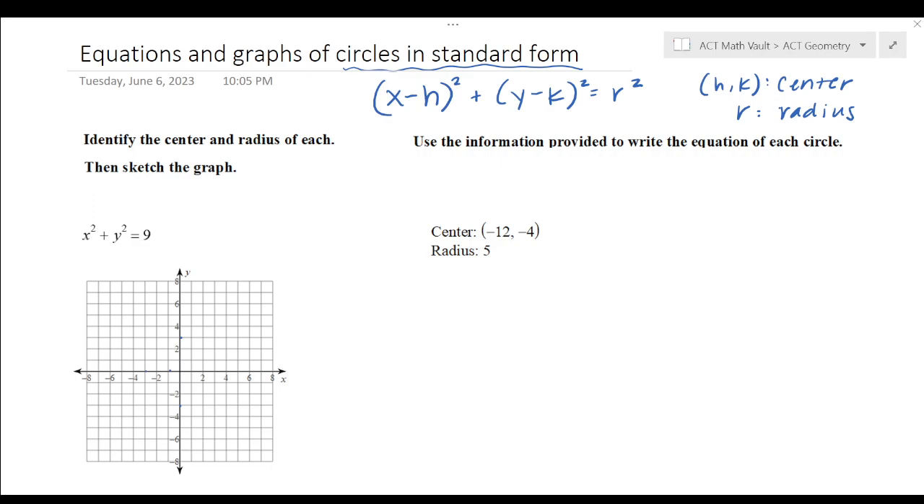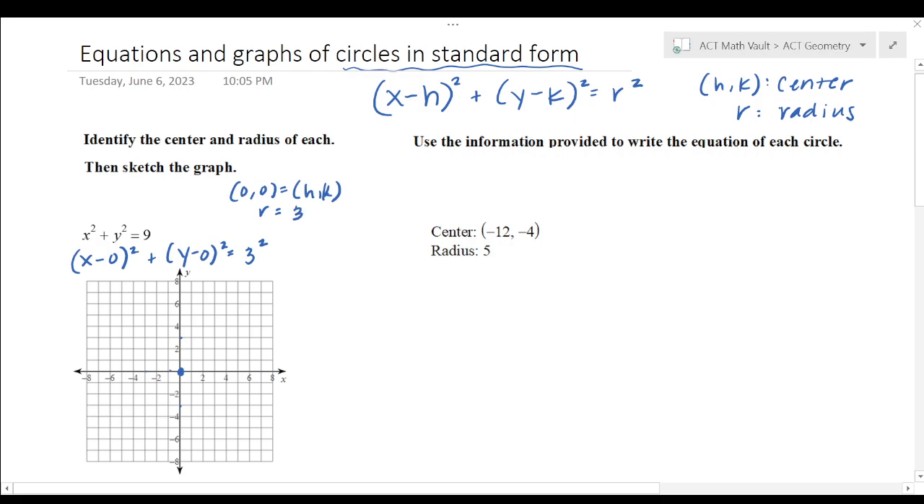So the first problem is x squared plus y squared equals 9. Okay, there is no h, k. So that means the center must be 0, 0. (x minus 0) squared plus (y minus 0) squared equals, and then a lot of people think the radius here would be 9, but see, that's in the form r squared, so this would be equals 3 squared. So the radius must be 3. Center, 0, 0, because 0, 0 is the h, k, and the r is the 3.